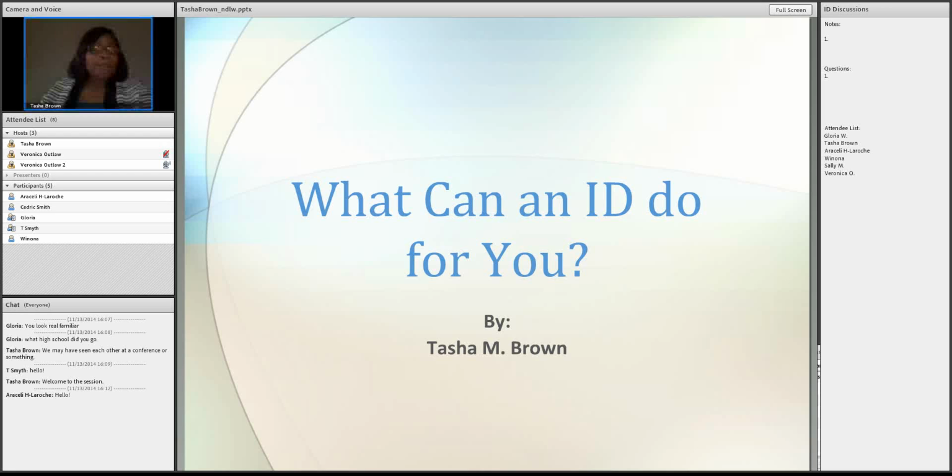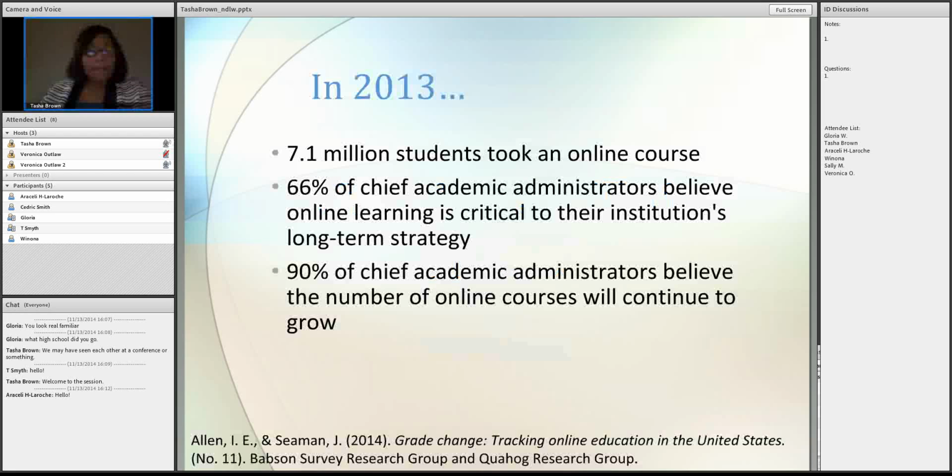So we're going to begin the presentation by looking at facts. Because I am a doctoral student in dissertation phase, I like to know what the stats say, and what this information means to me as I go forward. The first thing we're going to look at: in 2013, Allen and Seaman conducted a study, and they do this study every year for the last 10 or 11 years, and a new one will be coming out in January.